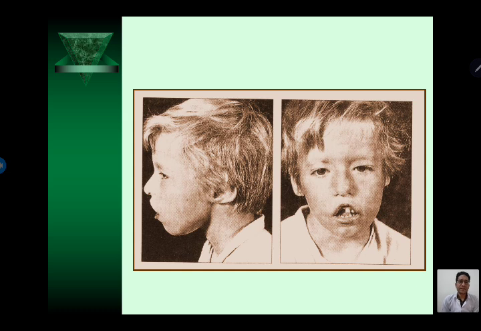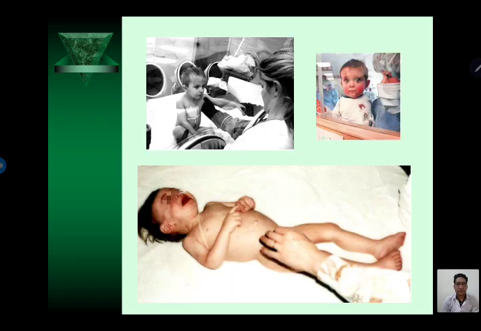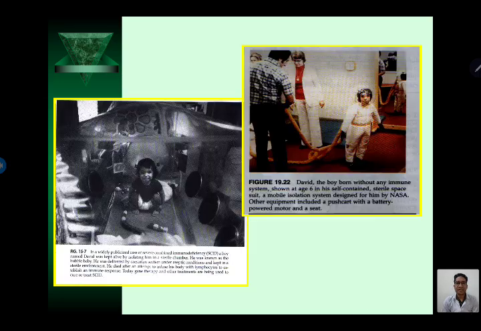In this picture you can clearly see the baby's face from the lateral view and the anterior view. In this picture you can see the baby with redness of the face, the baby with different conditions and the stages of the disease.